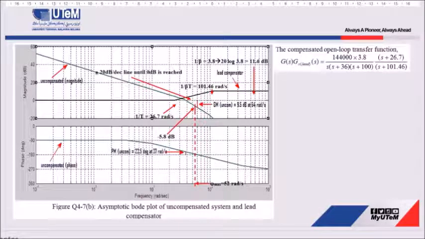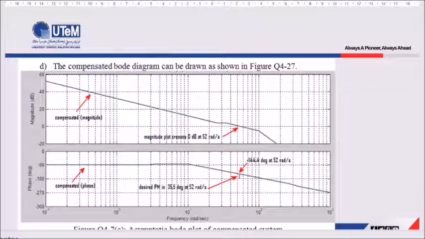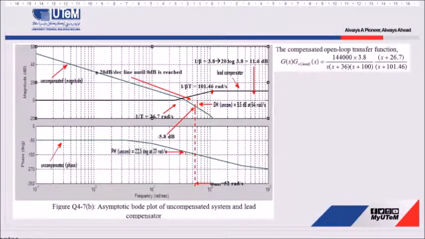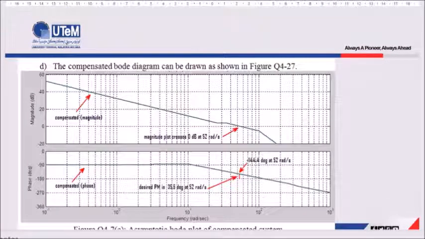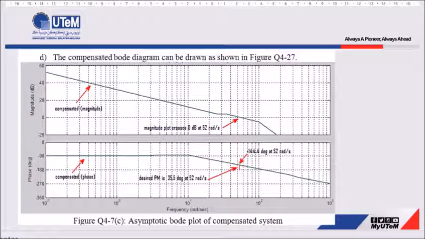The same goes for this phase plot. Based on this equation, we have to draw the phase plot for this compensator component, and then we combine the compensator component with this uncompensated phase plot, and the result becomes like this, with some difference in this area after we combine the uncompensated system with the phase lead compensator. This is how we can design the lead compensator by using the Bode plot.